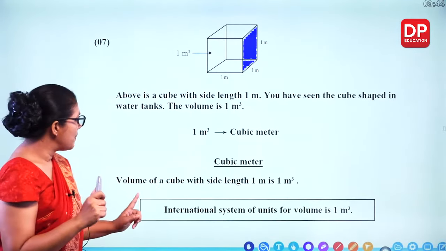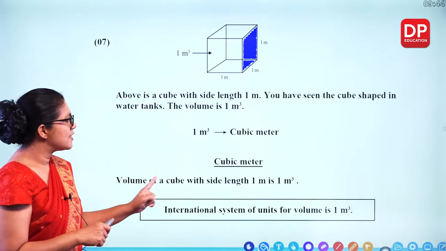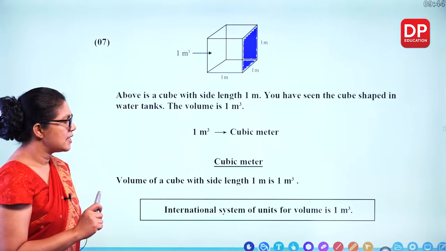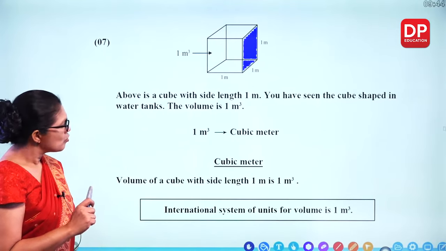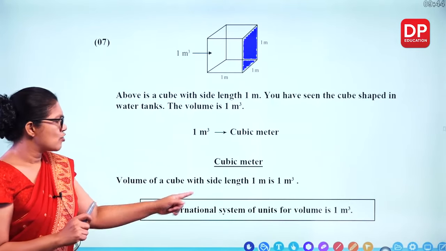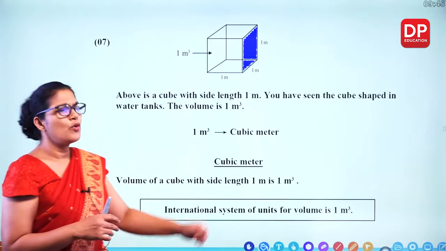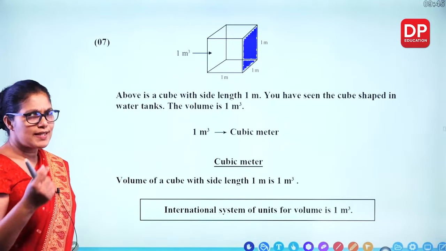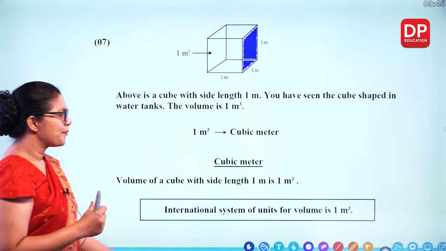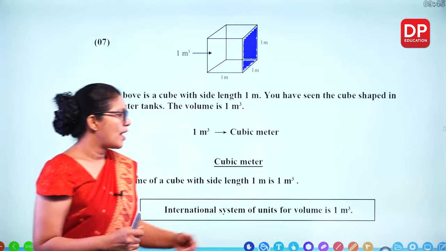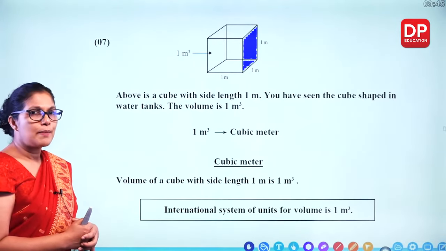So what does cubic meter mean? The volume of a cube with side length 1 meter is 1 cubic meter. Normally, for the international system of units for volume, we take cubic centimeters. Cubic centimeters are also okay, but if it's a big one, we take 1 cubic meter.